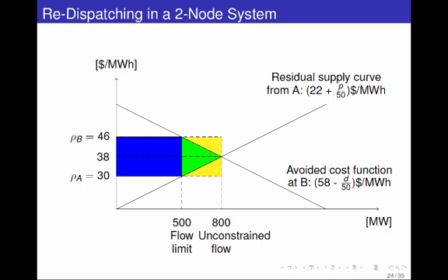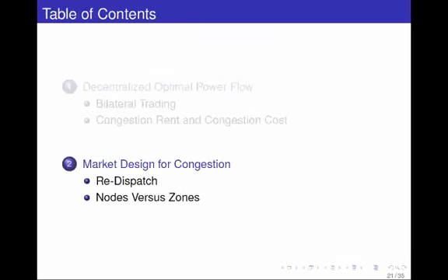Okay, this was the motivation for doing this auction. So basically, what I described to you in words is now described here graphically. I'm presenting here the system, the two-node system that we saw earlier. And I have this residual supply curve and this avoided cost function curve. These curves are derived as follows. Residual supply curve from bus A to bus B.